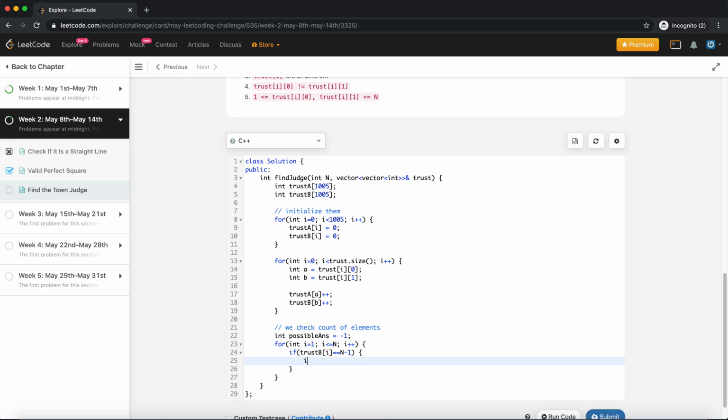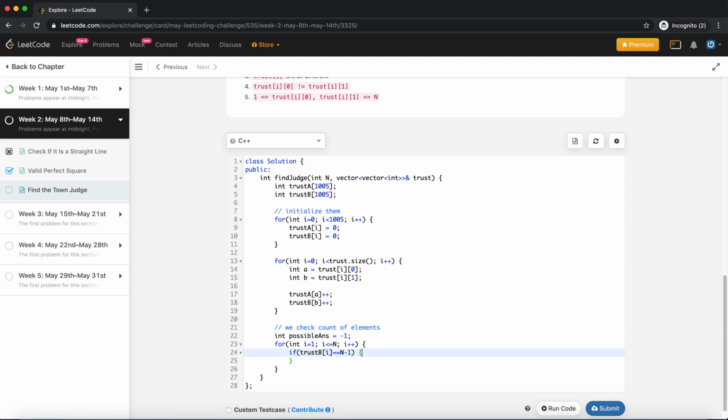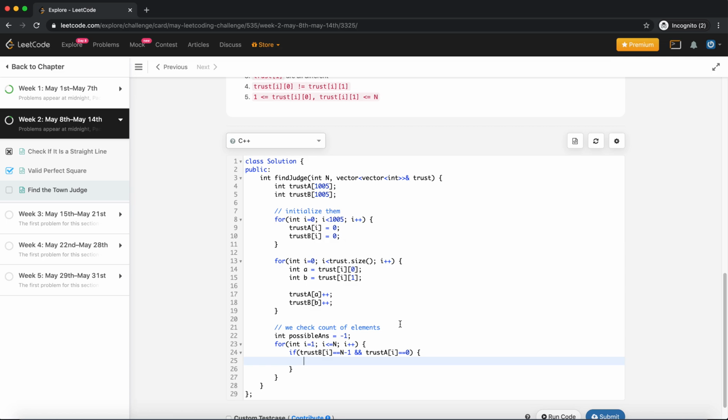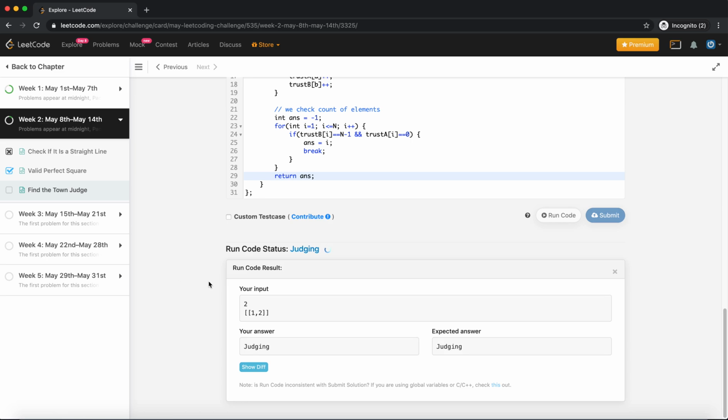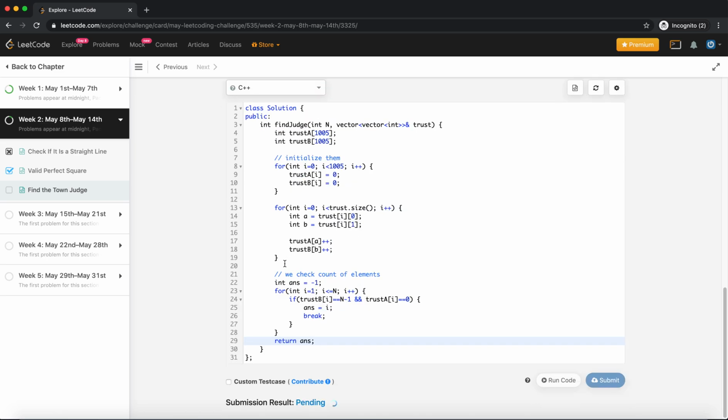So if this is n minus 1, we check if trustA of i should be equal to 0, right? Because we should not have that person in the trusting place. So in that case our answer is i, and we break. If we find an answer we return it, otherwise the answer is minus 1 by default, so it will return that. Let's submit it.